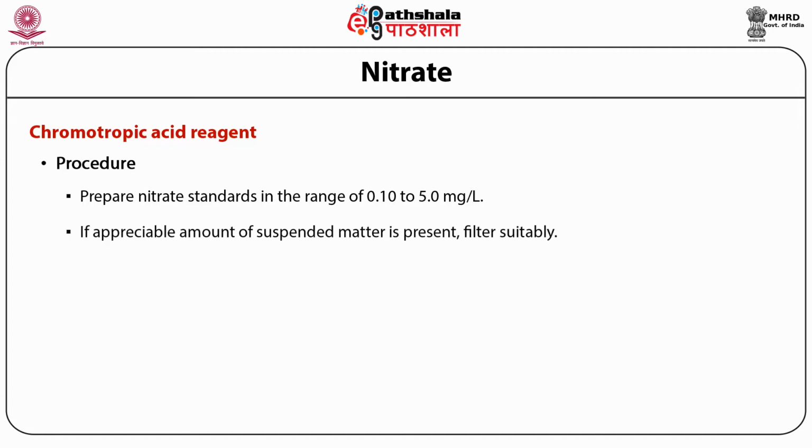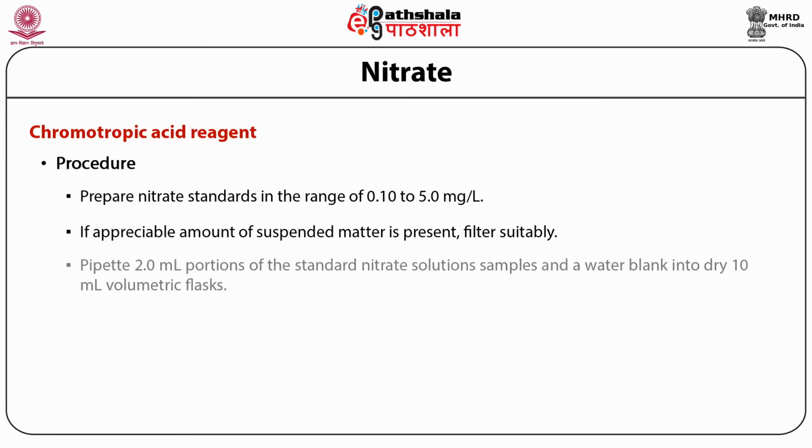If an appreciable amount of suspended matter is present, then before the analysis we have to filter the sample suitably. Then pipette out a 2 ml portion of the standard nitrate solutions, samples and the water blank into dry 10 ml volumetric flasks. To each flask add 1 drop of sulfite urea reagent to remove the interferences.